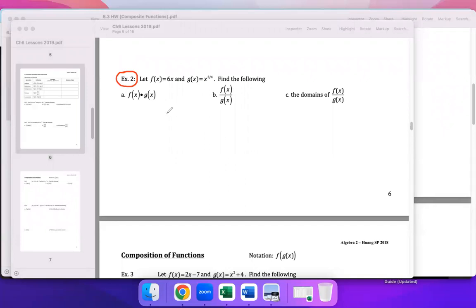So when you see something like part A, it's pretty obvious you're multiplying f and g, right? So just 6x times x to the 3/4. That's pretty easy, not that hard. And if you want to simplify, you can say 6x to the 7/4. Sure. And B is pretty easy. You just put one on top of the other, right? Not that hard. And you could simplify it. How do you simplify that?